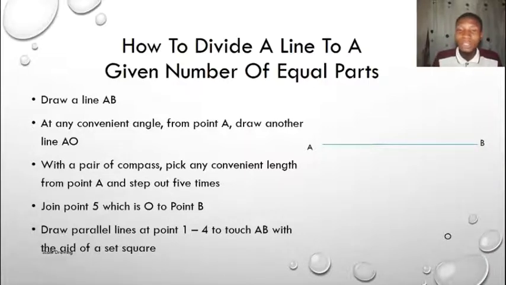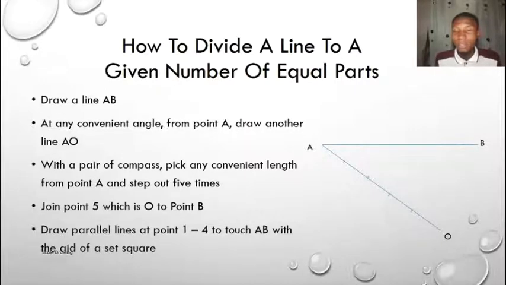After drawing your line AB, the next thing to do is to draw another line at a convenient angle from point A. So that's going to be AO. You can see that one. Then the next is, with your pair of compasses, you pick any convenient length from point A and step out 5 times. With your compass, you make those marks, so you can see them, equal marks.